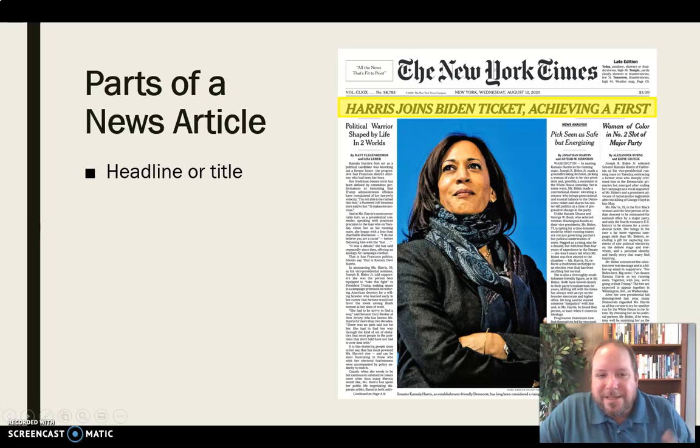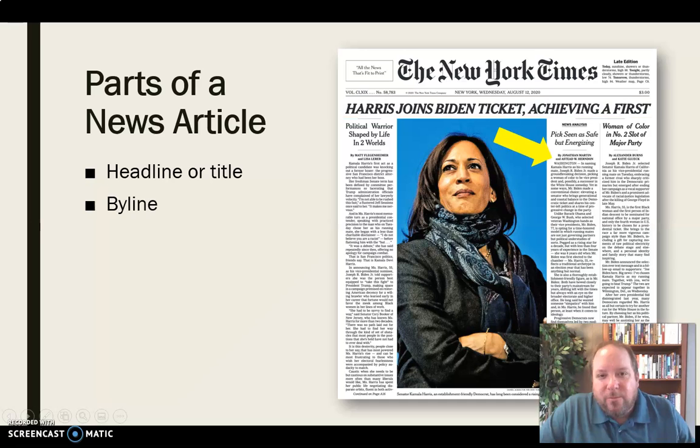First, we start with the headline or the title. You can see there I've highlighted it for this article. So the headline is something that not only identifies what the article is going to be about, but also tries to pull us in some way. It's really the briefest possible summation, and also something to gain the interest of the reader and make us want to read that article. So you have the headline or the title.